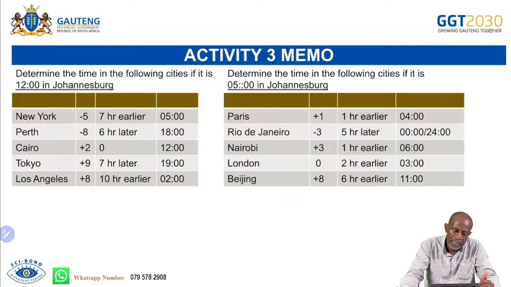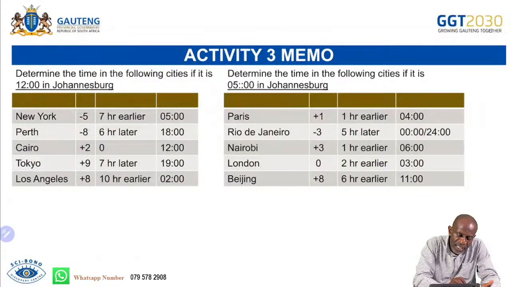So it says determine the time in the following cities if it is 12 hours in Johannesburg. Here is our New York. The time zone is 5, and Johannesburg is at +2. So the time difference between the two countries is 7 hours.